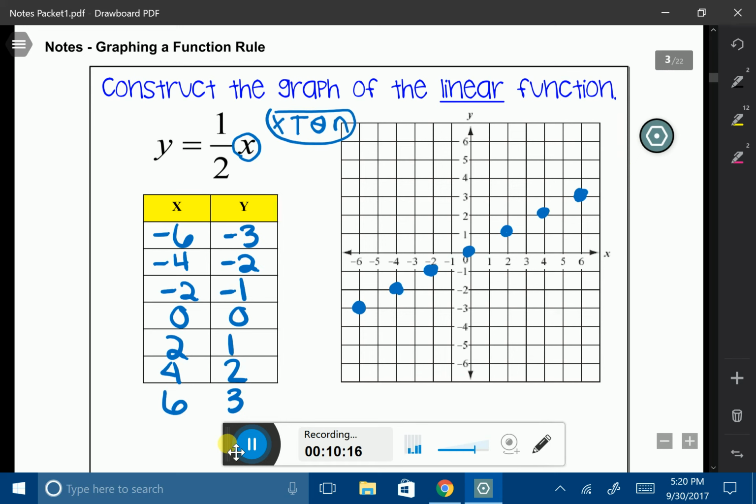All right, I'm going to go ahead and draw my nice clean line right across my coordinate plane, and I'm going to draw my arrows extending off of my graph. And you have just graphed the linear function 1/2 x.